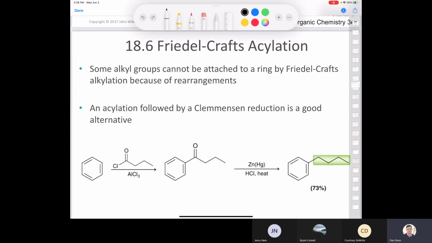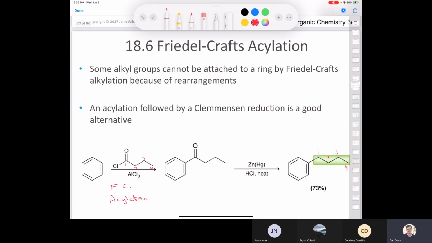How would you do that? Well, you just determine the number of carbons that you want to add. So here we want to add an n-butyl group, 1, 2, 3, 4 carbons. And so what we do is we start with the acid chloride that has 4 carbons. So we have 1, 2, 3, 4 carbons here. We do our Friedel-Crafts acylation reaction, nucleophilic attack. We form the sigma complex, we do the proton transfer, and we end up with this compound.